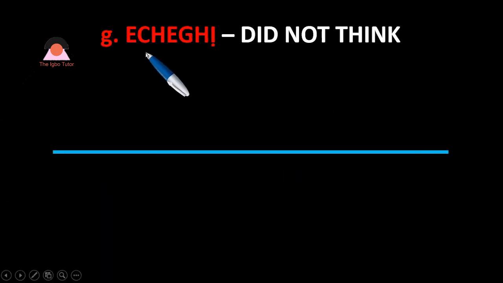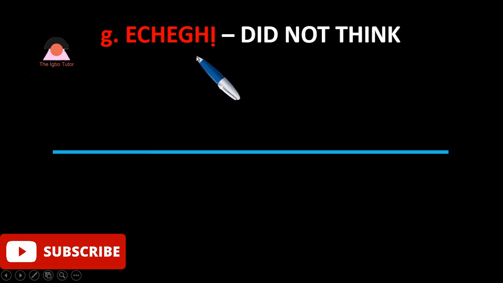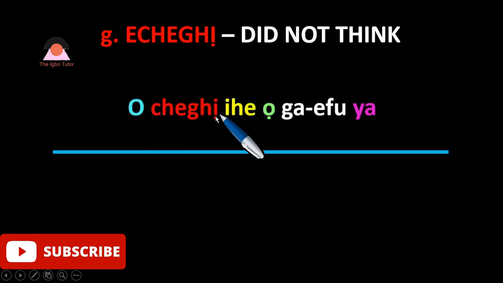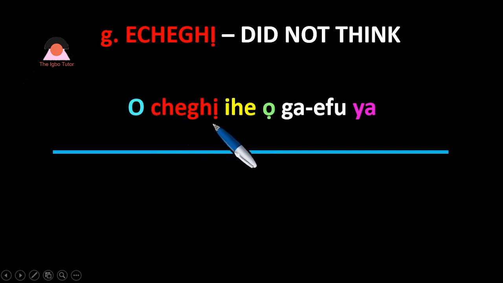And the next one here is A chee. A chee, did not think. We'll look at a sentence example. O chee ihe ọ ga-efu ya.